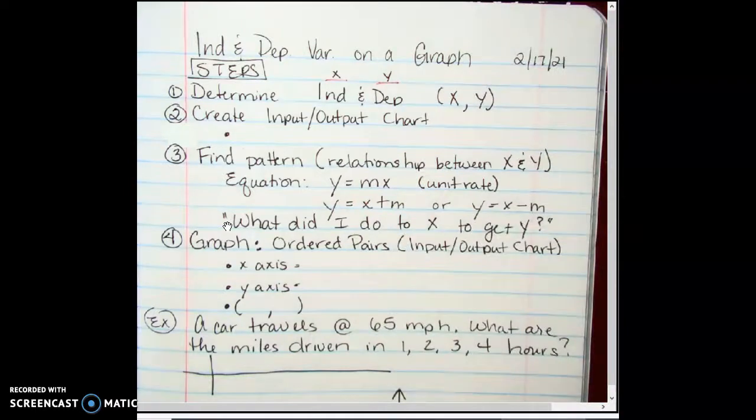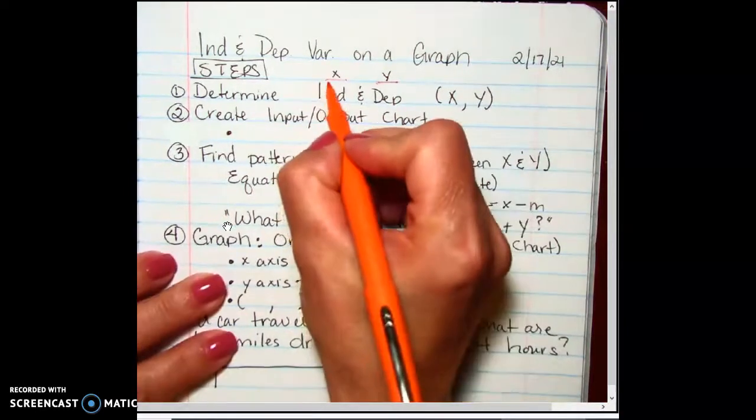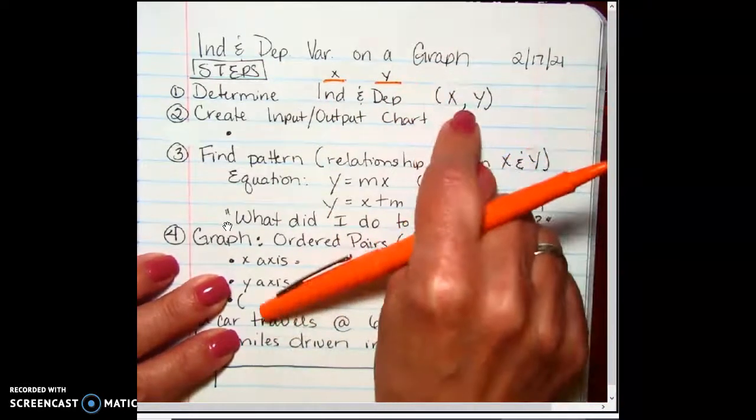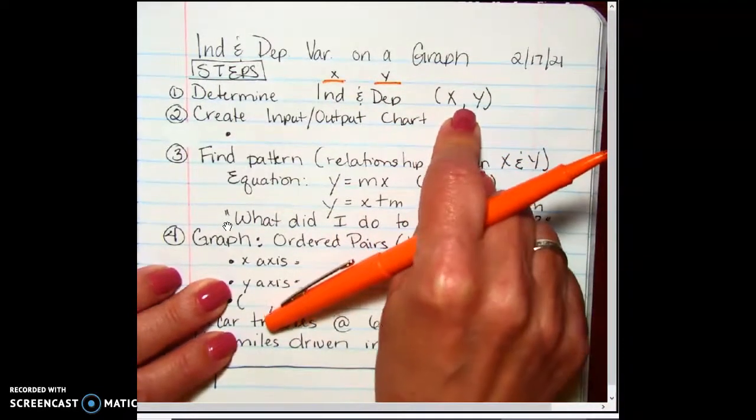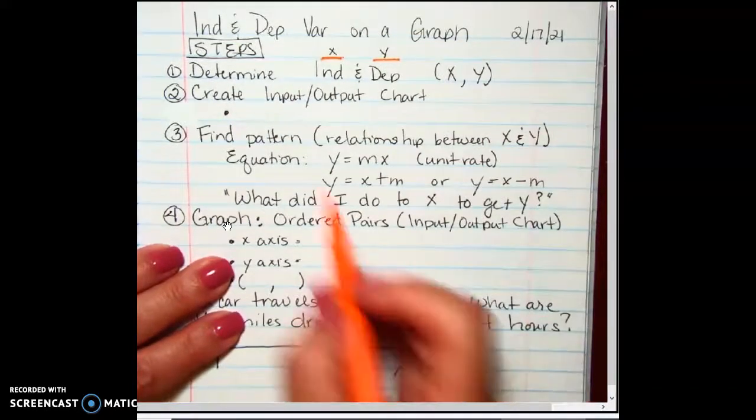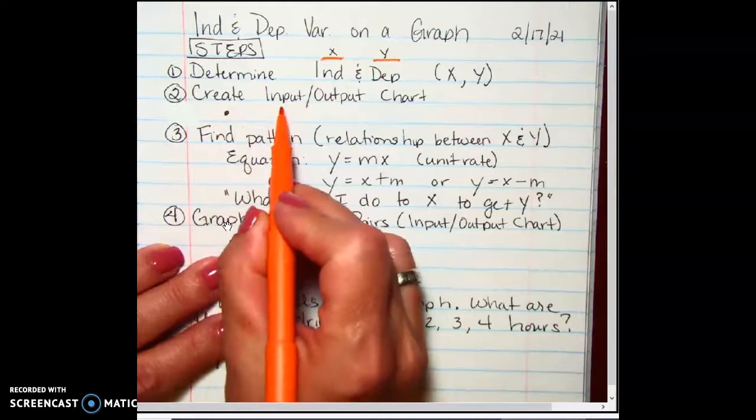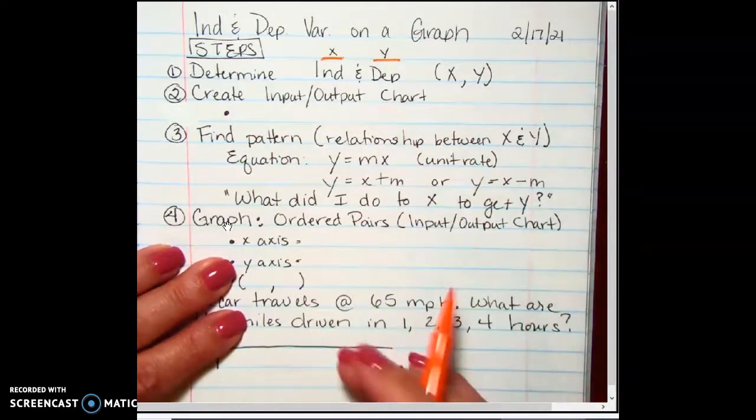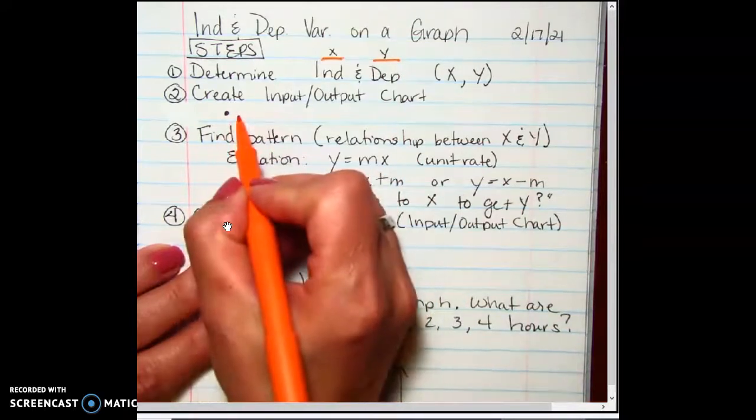That's okay. So now, why do I have an ordered pair here? Because on graphs, we use ordered pairs. So I just wanted to remind you. I reminded you several times. Next, we are going to create an input-output chart. Remember, well, you'll see it, and we will do it again.